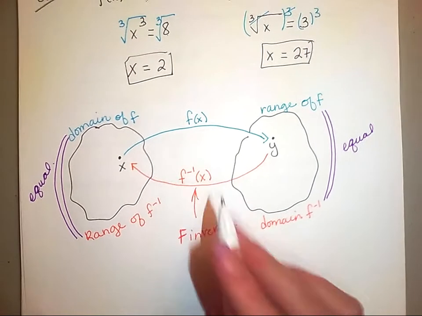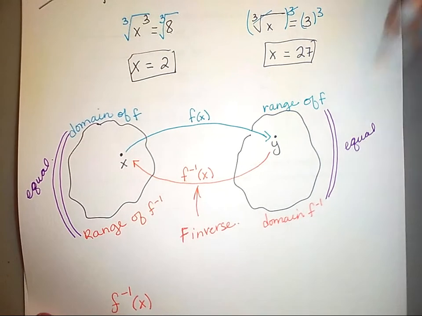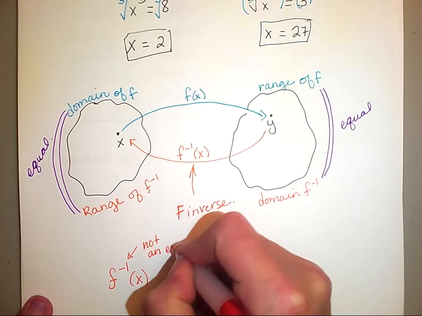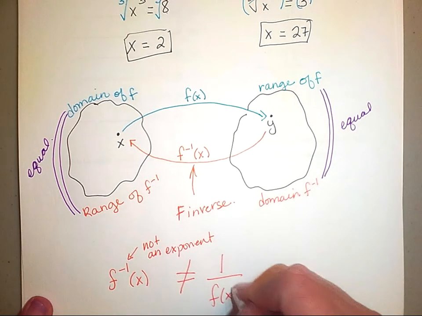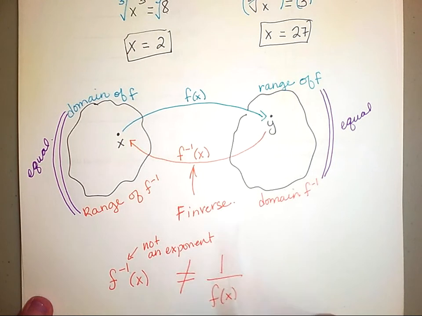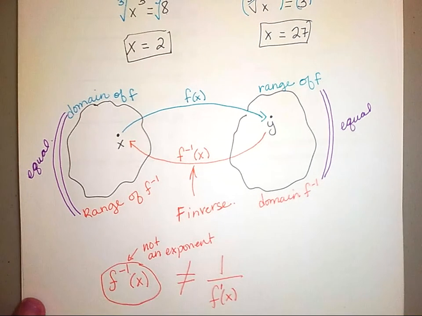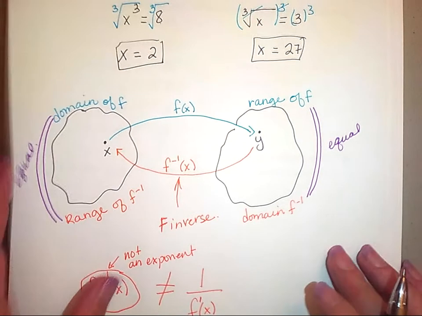Now this is the notation for f inverse. We take the whole thing as f inverse of x. This is not an exponent, so it does not equal 1 over f of x. It is read as f inverse. So keep that in mind. Now let's think about some very simple functions and see what we can find out about functions and their inverses.